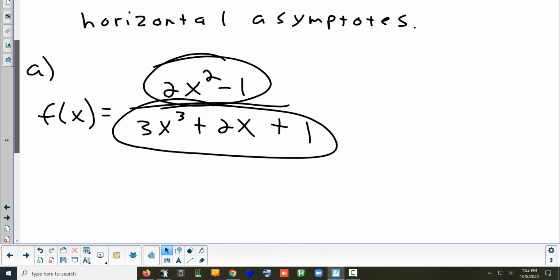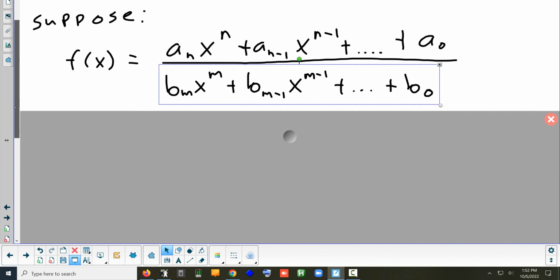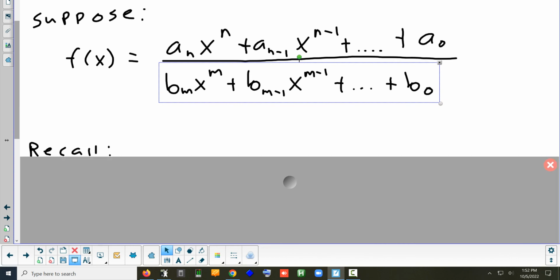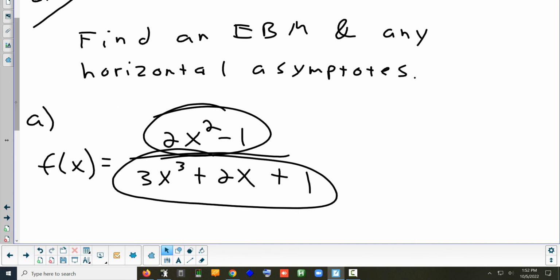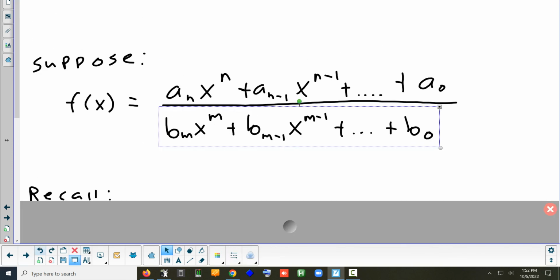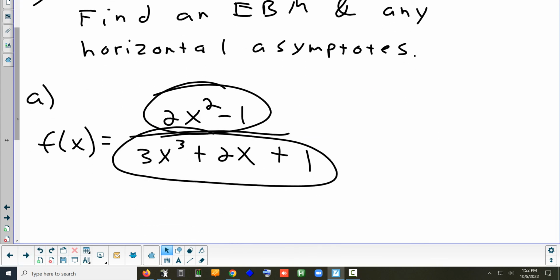Again, there is an example. There's another example. So polynomial on the top, polynomial on the bottom. What we're going to look at is something called the end behavior model. When you look at this polynomial in the top, 2x squared minus 1, which term do you think is going to have more of an effect on how this looks? The 2x squared or the minus 1?